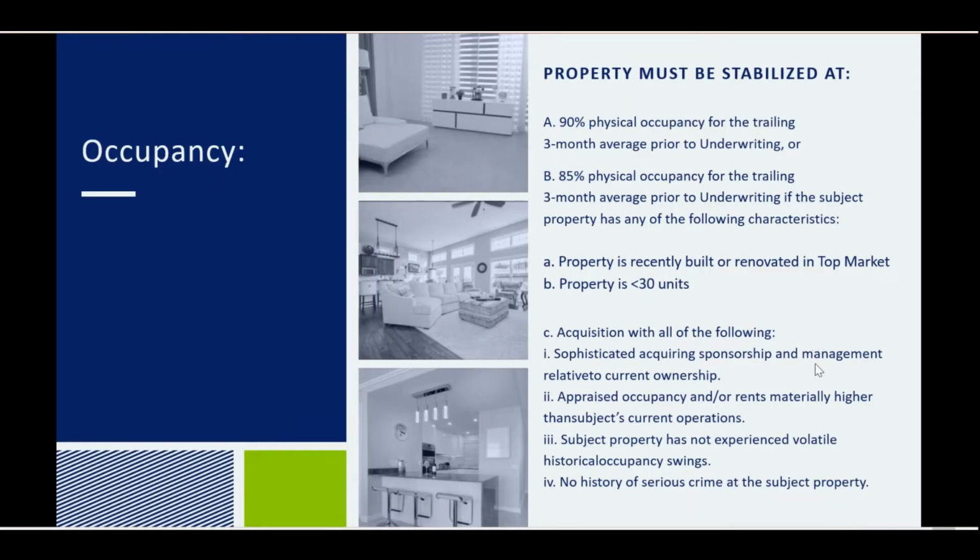In regards to occupancy, they need to be at least 90% physical occupancy for the trailing 3 months average prior to underwriting, or it could be 85% physical occupancy for the trailing 3 months average prior to underwriting if the subject property has any of the following characteristics: the property is recently built or renovated on a top market, or the property is 30 units plus.